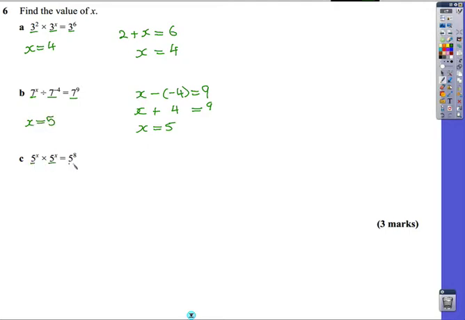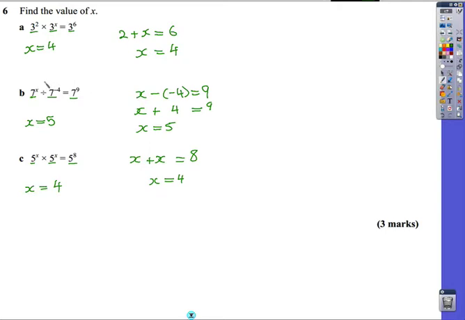Again, we've got the same bases, we're multiplying, so we need to add the powers here. So x plus x is equal to 8. So what number plus itself gives us 8? That's just 4. So x is equal to 4.